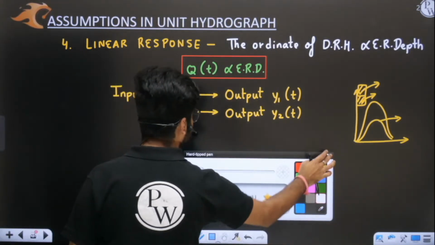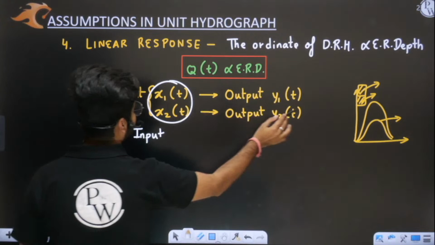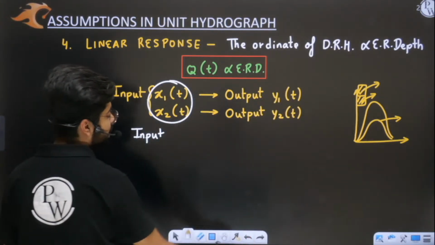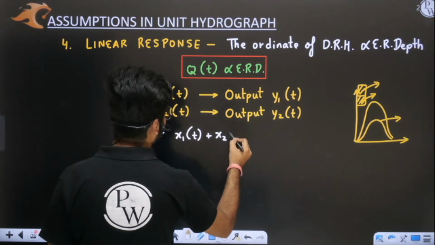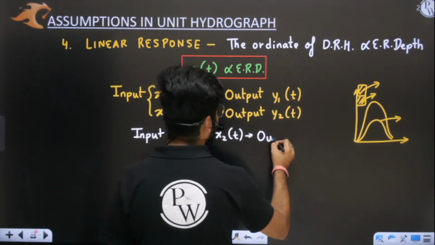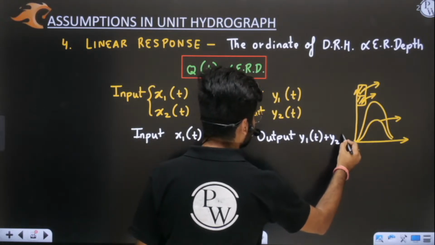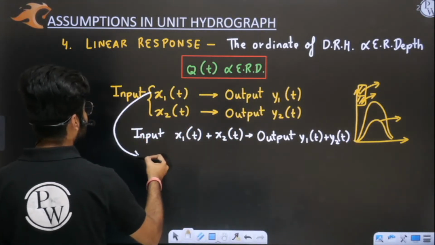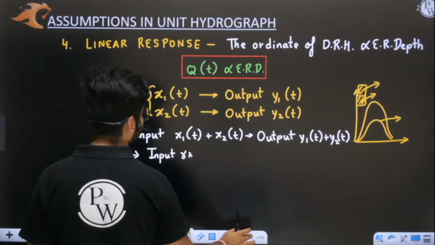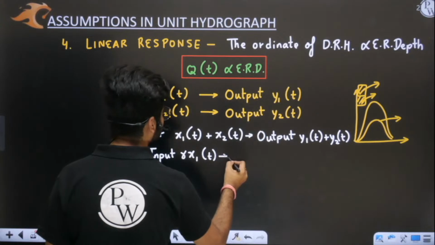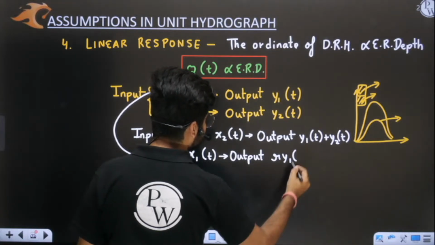See, the significance of this is if we add both of them, these are your effective rainfall depths and these are the discharges which you are getting because of these effective rainfall depths. Now if you do the sum of effective rainfall depths, then the output will automatically be the sum. If you multiply this input by r times, then the output will also be multiplied by r times. Why? Because of linear response.